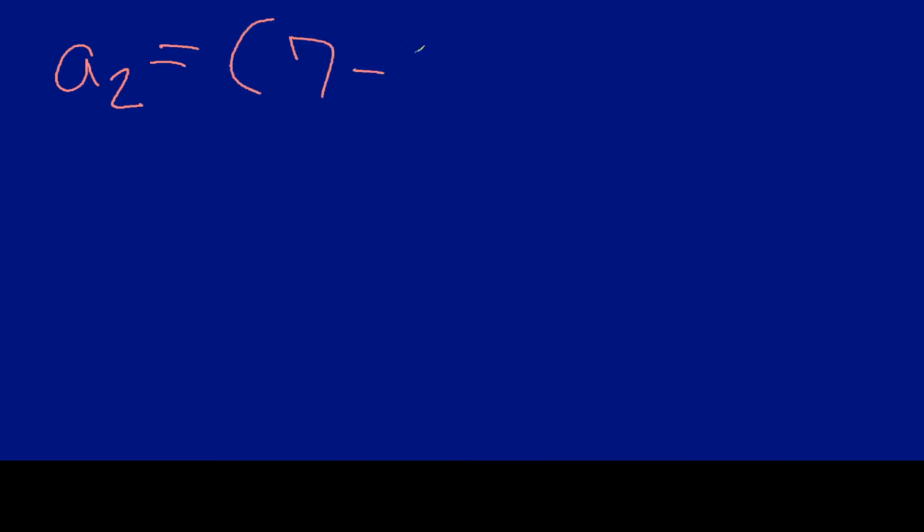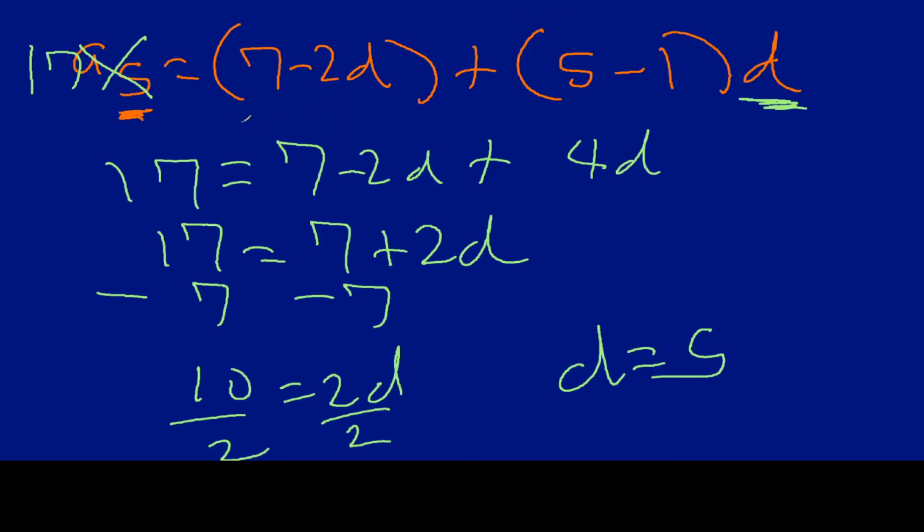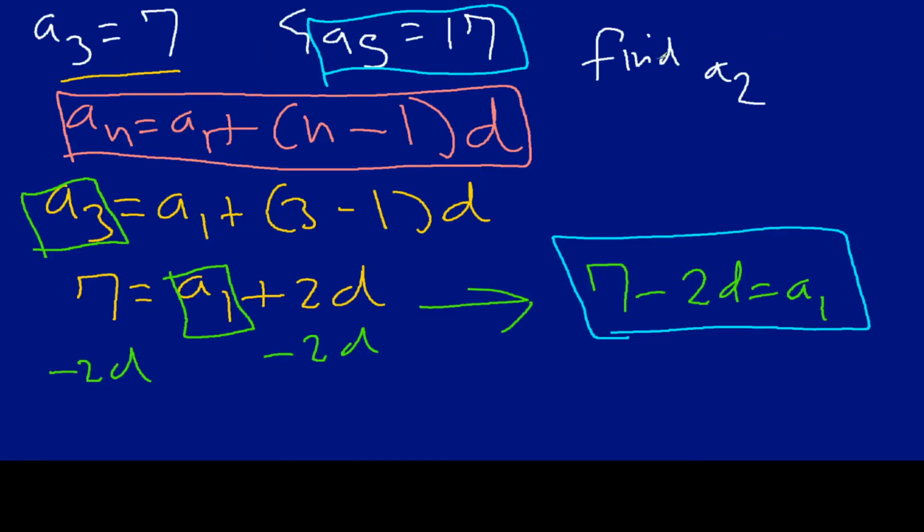7 minus 2 times 5. Now, where did this come from? Let me show you. We know this is the quantity for A1. Now, for A1, we knew that it was going to be 7 minus 2d. That's what A1 equals. If you don't believe me, let's go back to this slide. So 7 minus 2d equals A1.